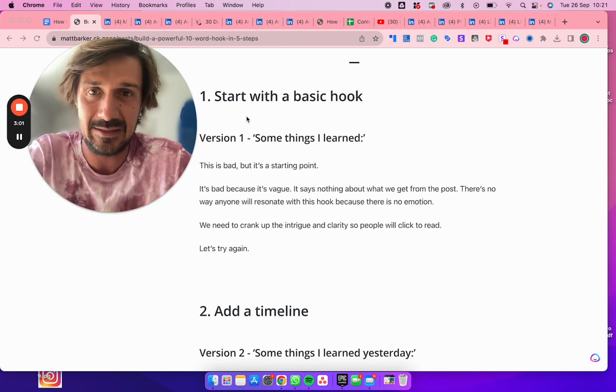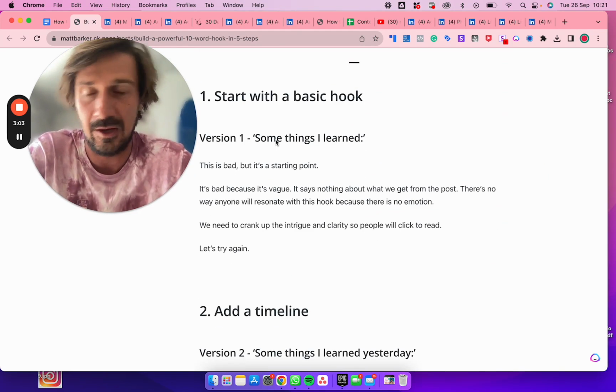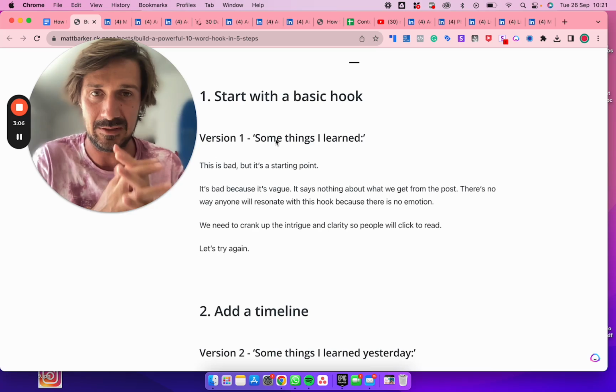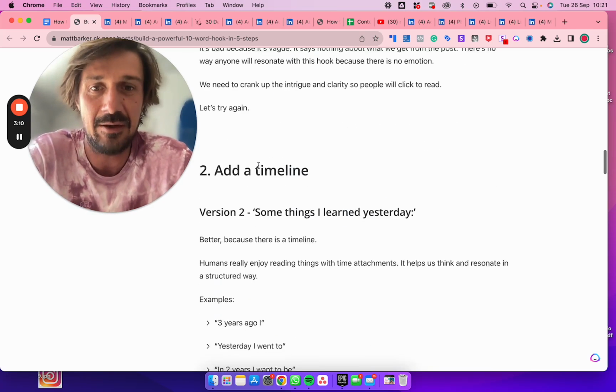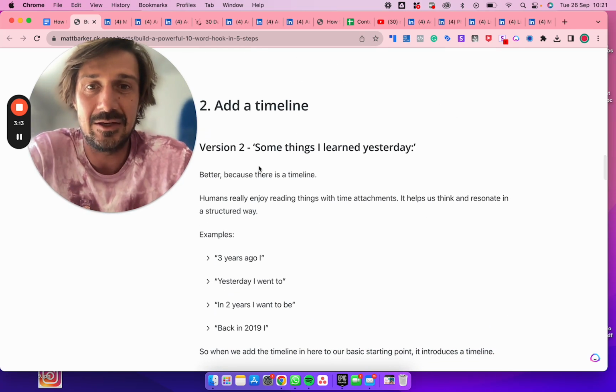So start with a basic hook. Version 1: some things I learned. Okay, so this is a bland thing, but it's the starting point. Some things I learned. This is bad, but it's a starting point. This is how he teaches. So the next thing you want to do is add a timeline. So: some things I learned yesterday.